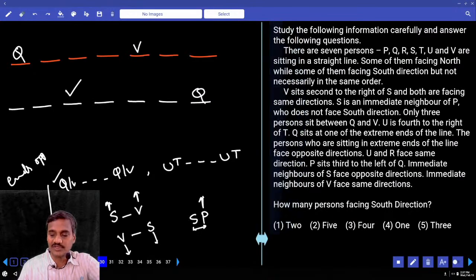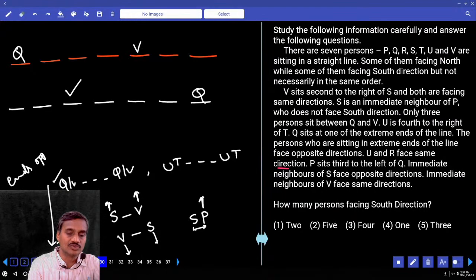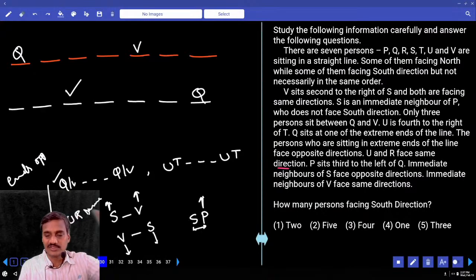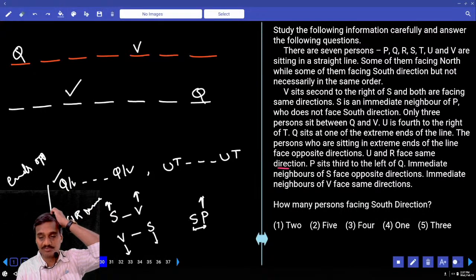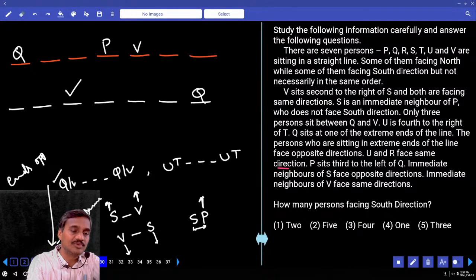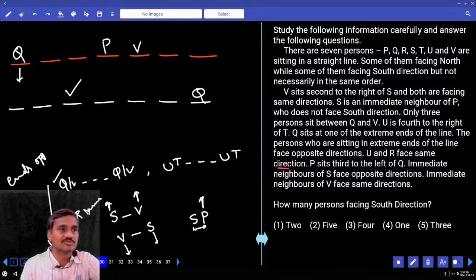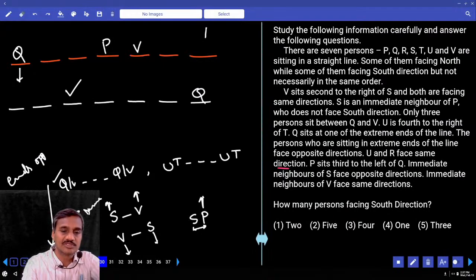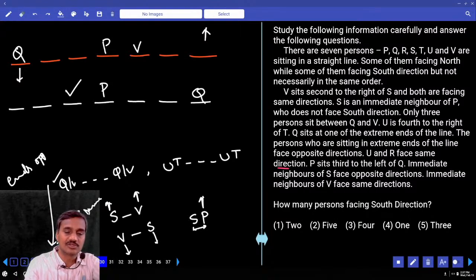U and R face the same direction. Next, P sits to the immediate left of Q. This person must be facing south and this person must be facing north, because the persons at the ends face opposite directions. P is here, Q is facing south, and this person must be facing north.